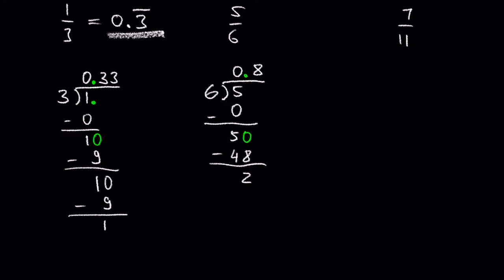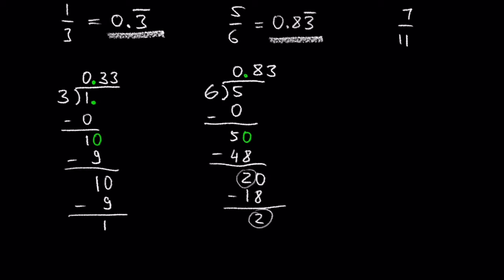Bring the 0 down. 20 divided by 6 is 3. 3 times 6 is 18. Subtract and we again get the number 2. And now we see that the pattern is repeating again, so we can stop here. The fraction 5 over 6 equals 0.8333 repeating.